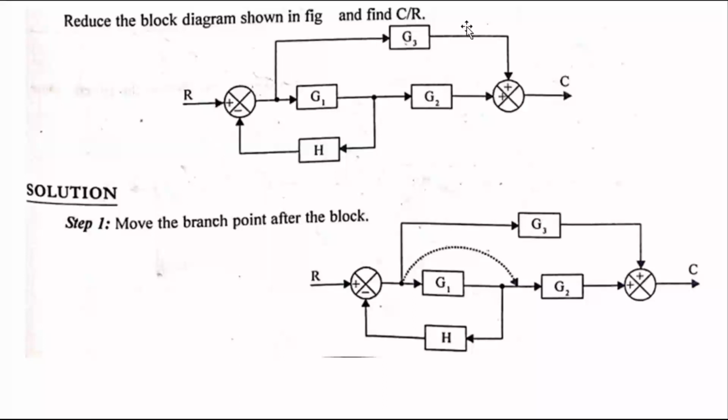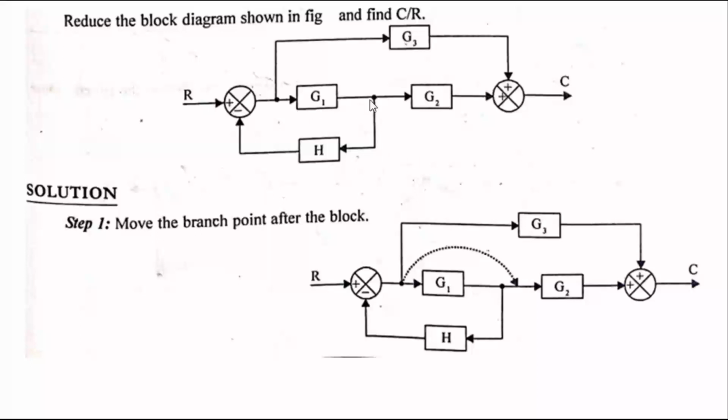Before going to solve this problem, remember all these rules. The first rule is the cascading block. The second rule is the parallel path. This problem consists of two takeoff points, two summing points, and four blocks. First of all, we need to see if there are any direct cascade blocks or parallel blocks. Just look at the blocks. Here there are no direct cascade blocks and no direct parallel paths.